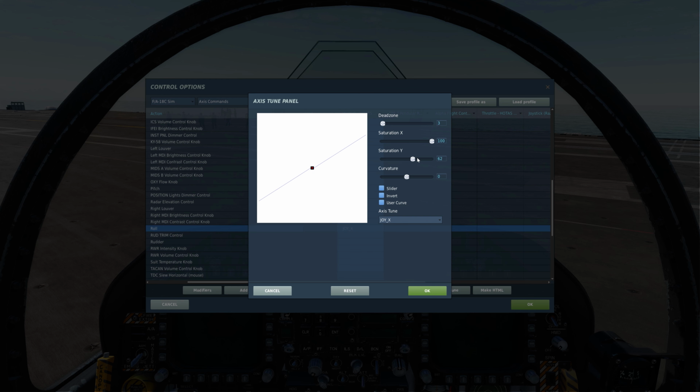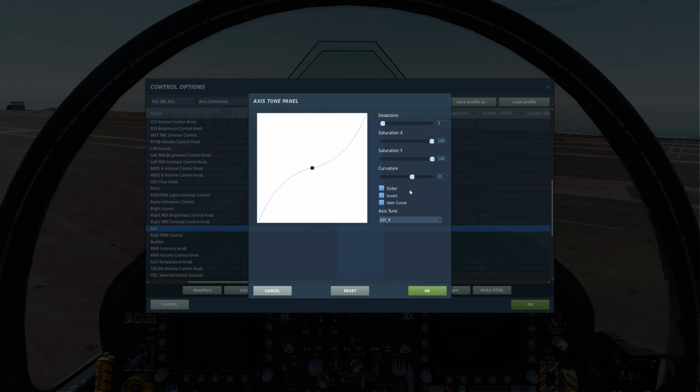Okay, so let's put that back to 100. We don't want that. Then what you have is curvature. Now this is something you adjust, especially I recommend this to people who are brand new to a plane. You're finding yourself, it's really touchy. Okay, you just barely turn it and it's turning too fast for you.